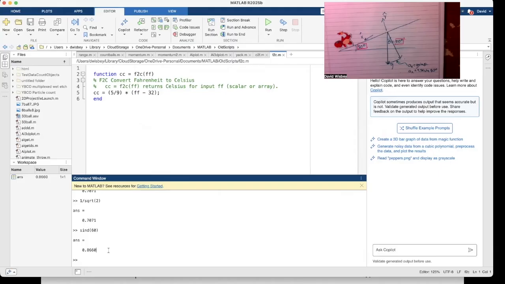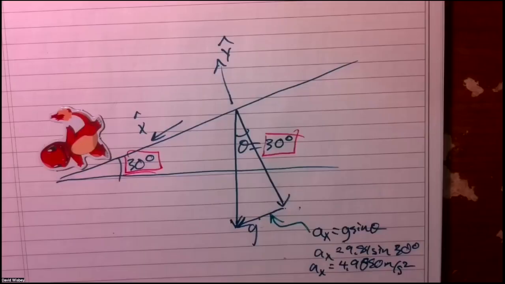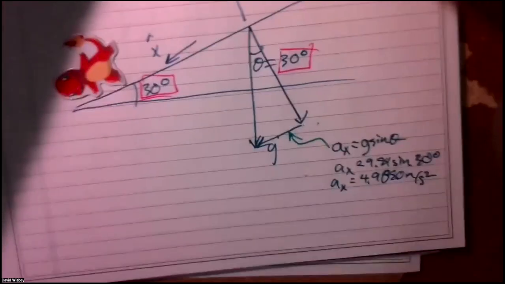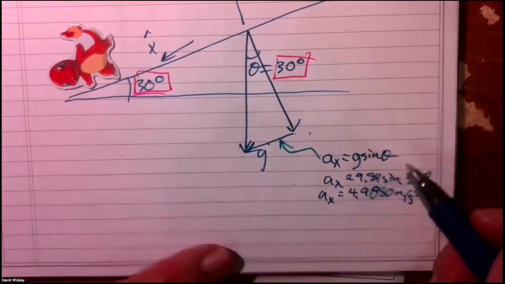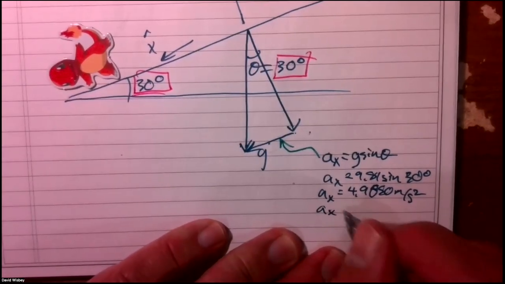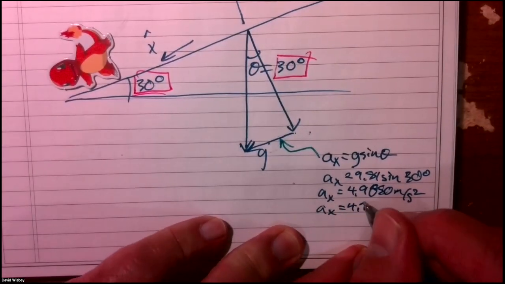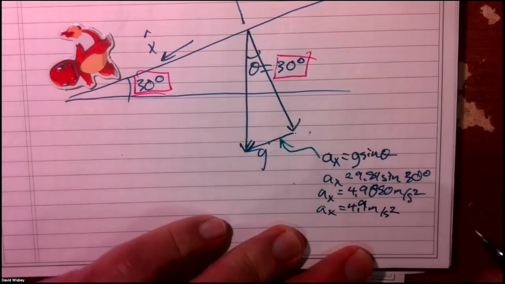Okay, but we had sine of 30. So sine of 30 times 9.81, so 4.905. I'll write that down. My acceleration in the x direction is going to be 4.905 meters per second squared. So that is Charmander's acceleration in the x direction, or we could just write ax equals 4.9 meters per second squared.